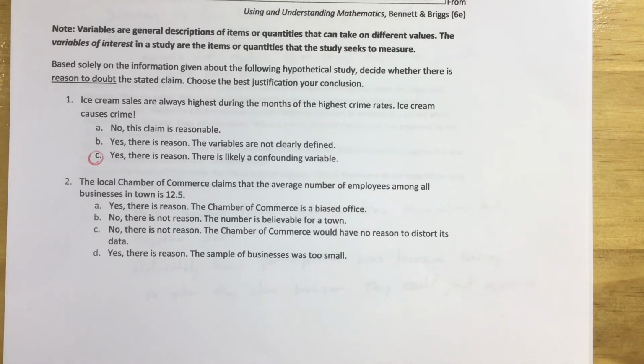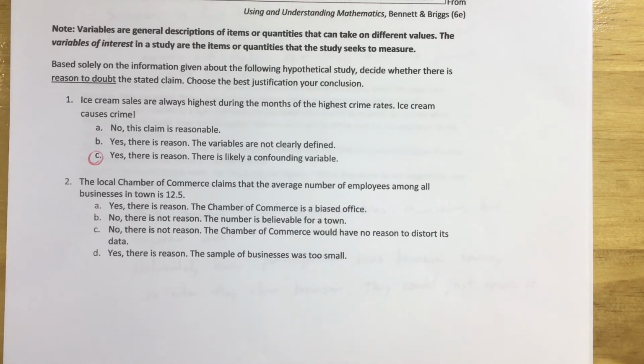Number two, local business. The local chamber of commerce claims that the average number of employees among all businesses in town is 12.5. All right, that is just a statistic that is provided from the Chamber of Commerce. I don't think that there would be any reason to doubt that claim. Nothing seems far-fetched. They're not making a reason why that is the average number. They're just saying that it is. And the truth is that the Chamber of Commerce can go and ask every business that's in town, how many people do you have employed here? Then they can average them, they can provide the numbers. So there really isn't any reason to doubt that stuff.